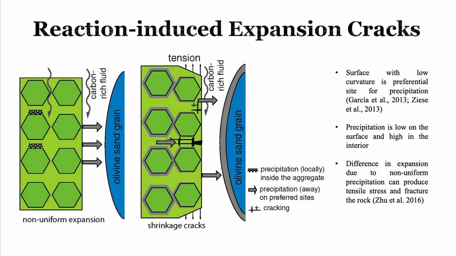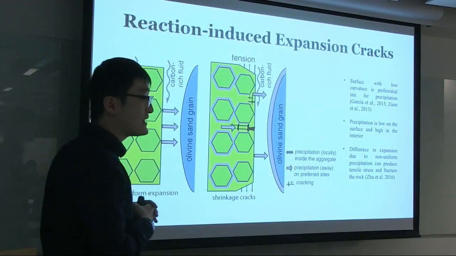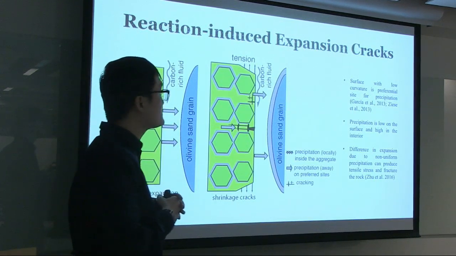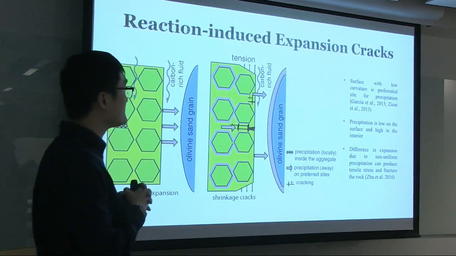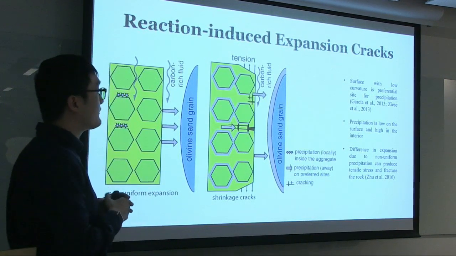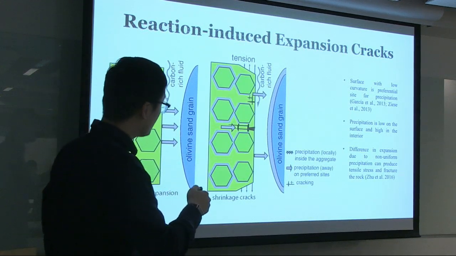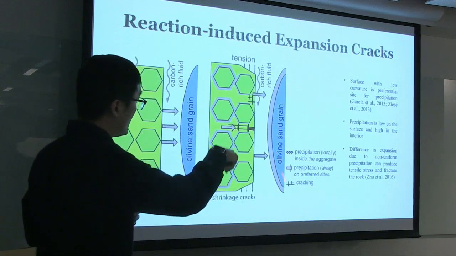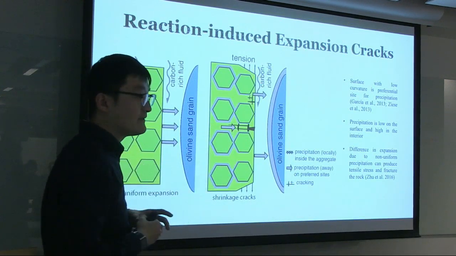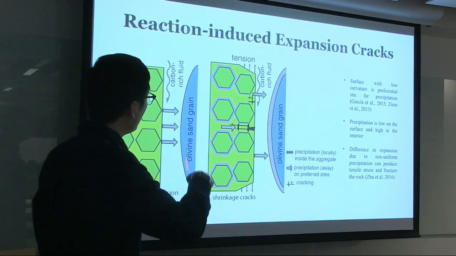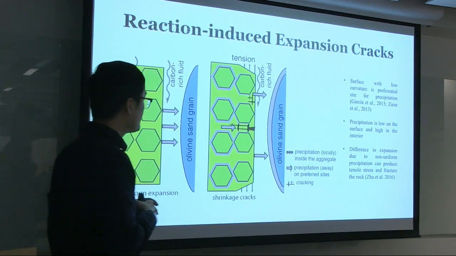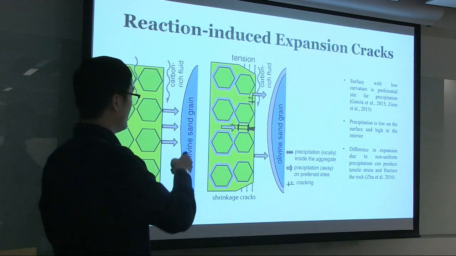So based on these observations, we proposed this mechanism for the reaction-induced fracture. Basically, because we have this special setting with larger grains inside the cup, those larger grains have a lower curvature on the surface. So precipitation will preferentially occur first on the surface with lower curvature, meaning that on the edge of the sample, you are more likely to precipitate on these larger grains, therefore leaving the surface relatively precipitation free. While in the interior of the sample, it's kinetically favored to just precipitate in situ.